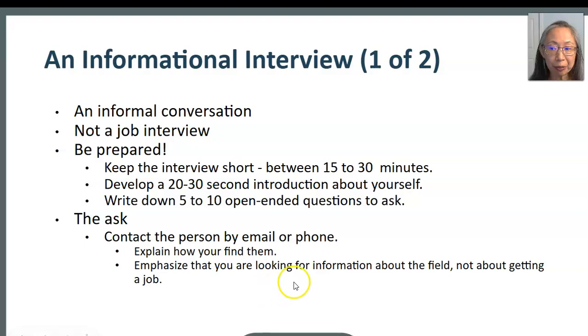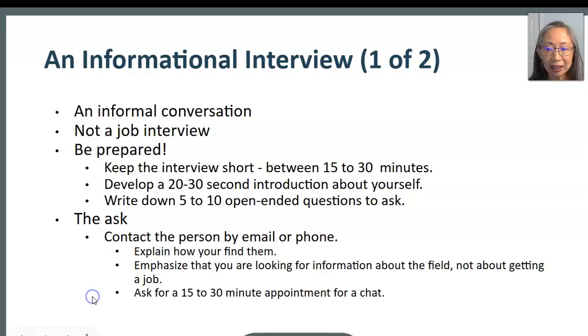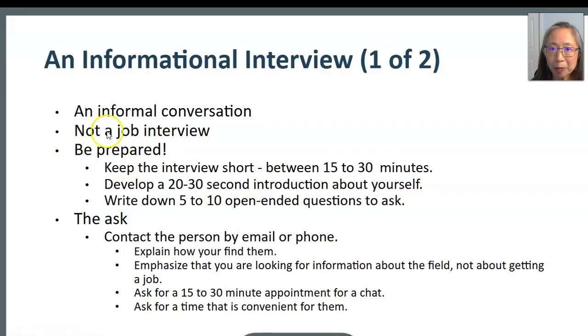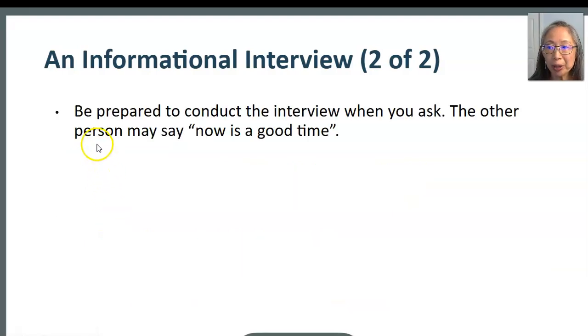Emphasize that you're looking for information about the field and not looking for a job. This is very important. And then tell them that you're just looking for 15 to 30 minutes of their time, and ask for a time that is convenient for them. You may say, well, why would someone say yes? The answer is a lot of people are interested in helping others, and also, most people love to talk about their job. So you may get a yes more often than you think.